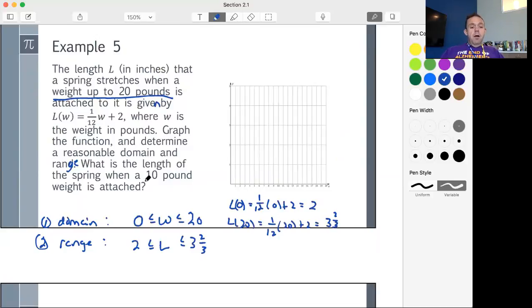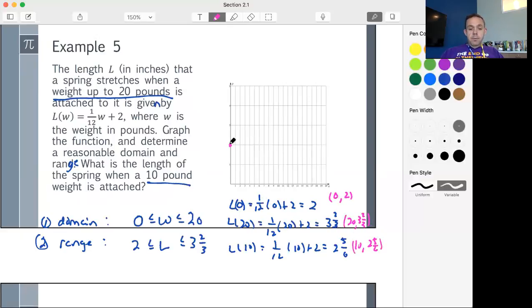Now, the problem also asked me to evaluate for 10 pounds, so I might as well do that. I have 1/12 times 10 plus 2, and that's going to give me 2 5/6. What I just did there was find 3 points. The first point is 0, 2. The next point is 20, 3 2/3. And my last point was 10, 2 5/6. I'm going to use those to graph.